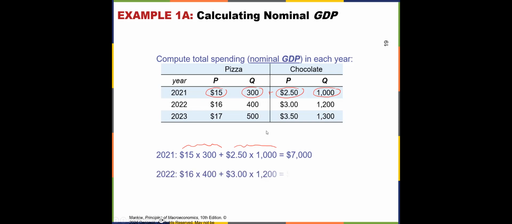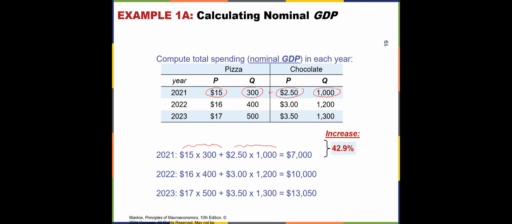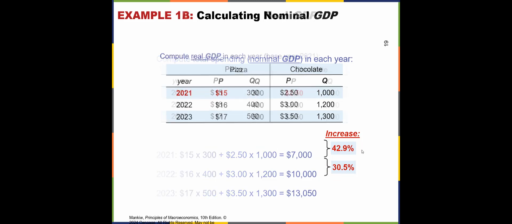And we can do the same thing for 2022. We get the price 16 times 400 plus $3 for chocolate. 1,200 chocolates are produced, so the nominal GDP is 10,000. And 2023 is 17 times 500 plus 3.5 times 1,300, so it's $13,050. So these are the nominal GDPs, and I want you to see the increase in nominal GDP here from 7,000 to 10,000. Increase in nominal GDP is 42.9%. And the next one is 10,000 to 13,000, and the increase in nominal GDP is 30.5%. So this is how we calculate nominal GDP.